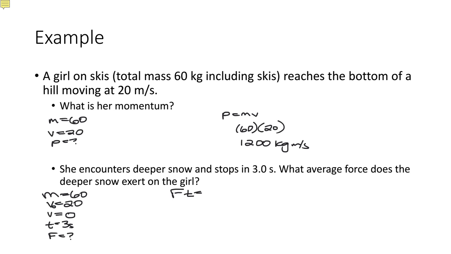Using the impulse momentum theorem, I can say force times time equals mass times change in velocity. Force times 3 would equal my mass times my change in velocity, final minus initial, which would give us a force of negative 400 newtons. Makes sense that it's negative because the object is slowing down.